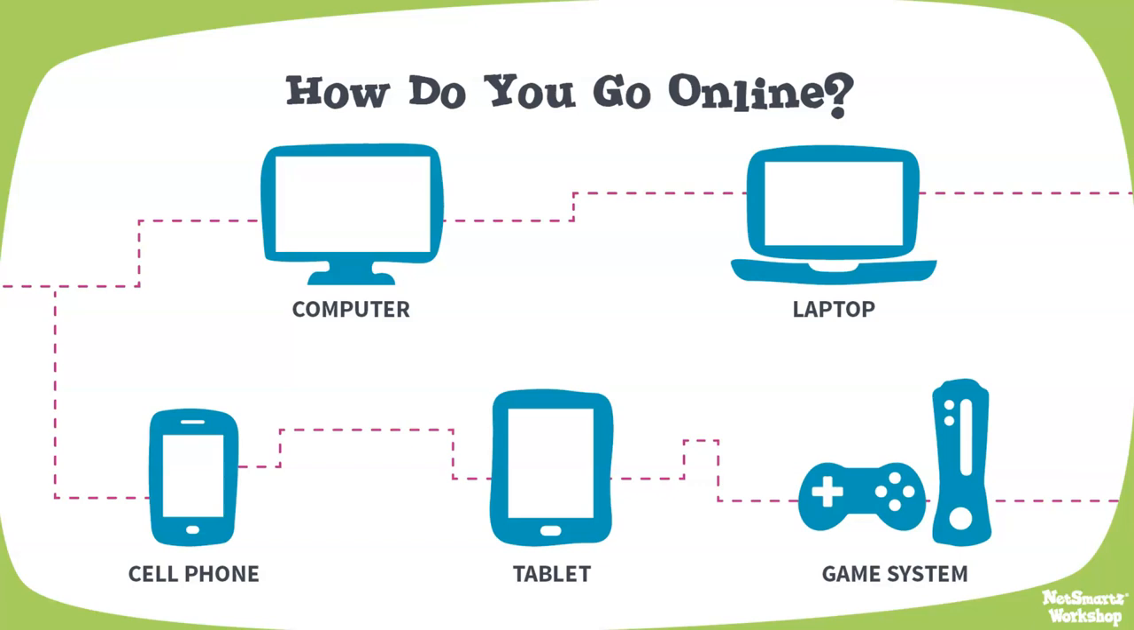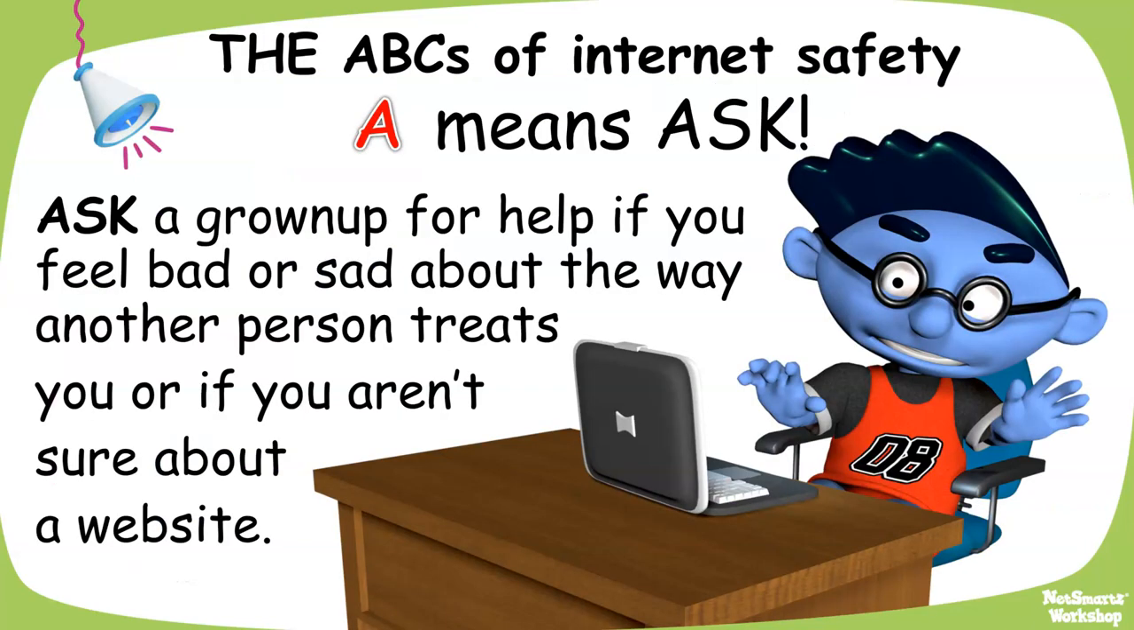What's the first letter of the alphabet? A. A means ask. If you're using a computer and you feel bad or sad about something on it, how a person treats you, or if you aren't sure about a website, ask a grown-up for help. So how do you know if a website is good or not? You need to listen to your gut. If you're looking around to see if anyone is watching, it's probably a website you shouldn't be on. Imagine a parent or your teacher is standing right next to you. Would you still be on that website?